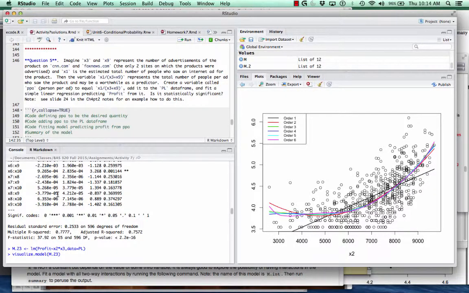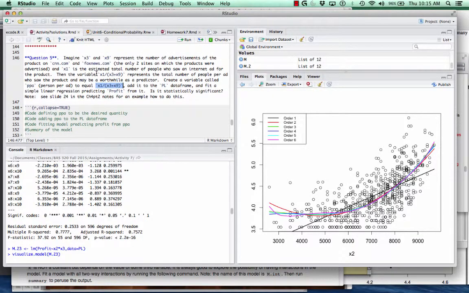All right, question 5 deals with adding a new variable to the data frame, because very often the variables provided to you aren't the actual best predictors of your y variable. So we're imagining x3 and x9 might be the number of advertisements for this product shown on CNN and Fox News. And if x1 is the number of people who saw just some internet ad for the product, then what we could do is take the ratio between x1 and the sum of x3 and x9, because that would represent the total number of people per ad, essentially. So we might expect the profit to be related to that, the number of people per ad that saw the product. And so let's try to predict the profit from this particular predictor here, x1 over x3 plus x9.